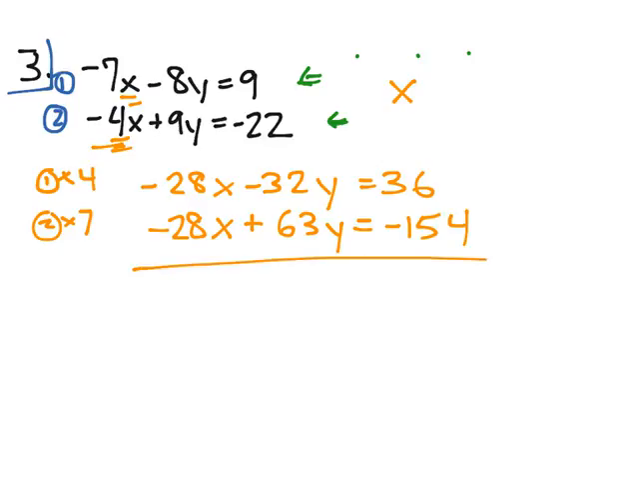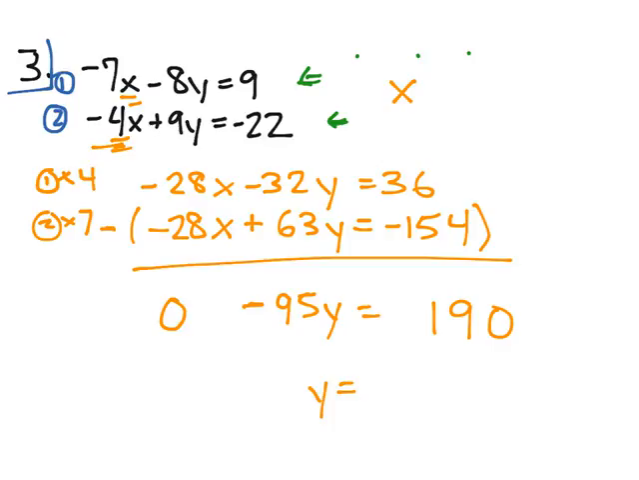Now, if we subtract the first equation from the second one, or the second one from the first one, we have 28 minus minus 28, so that's 0, plus 32 minus 63, which is minus 95y, and then 36 minus minus 154, which is 190. And now we solve for y. We get y is equal to 190 over 95. Y is equal to 2, or negative 95, so negative 2.